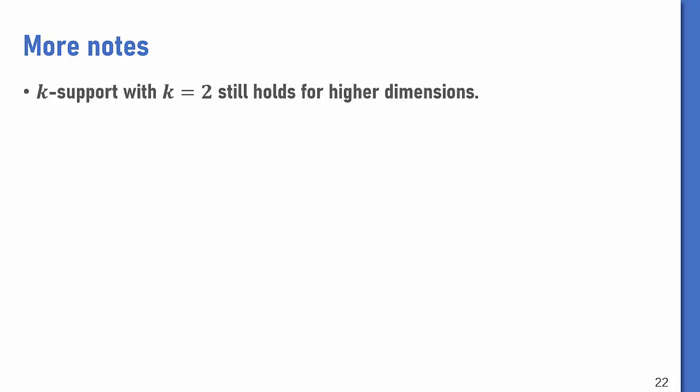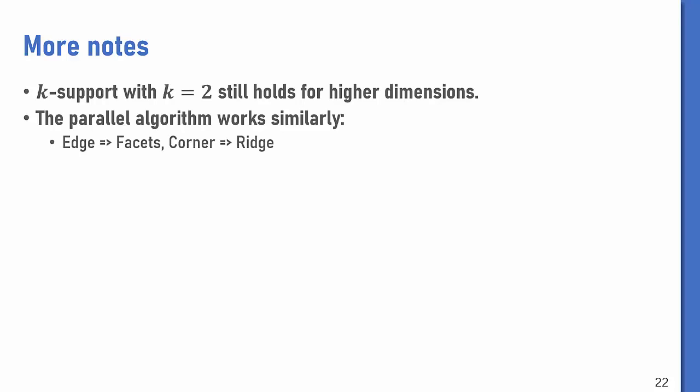Finally, again, all examples in this talk are in 2 dimensions since it's easier to illustrate. In higher dimensions, the 2-support still holds, and the parallel algorithm works similarly. We just use facets instead of edges and ridges instead of corners.